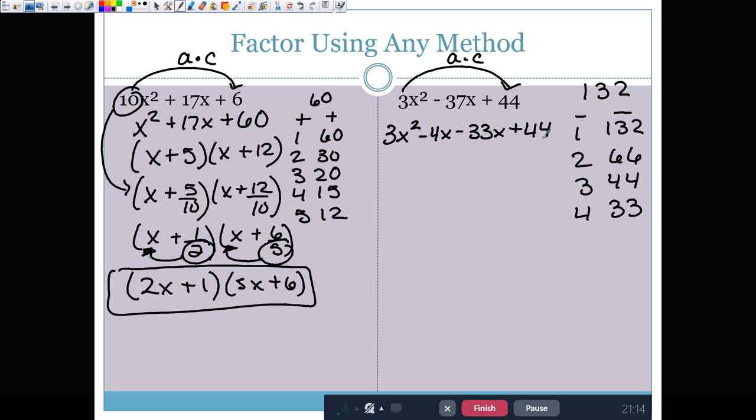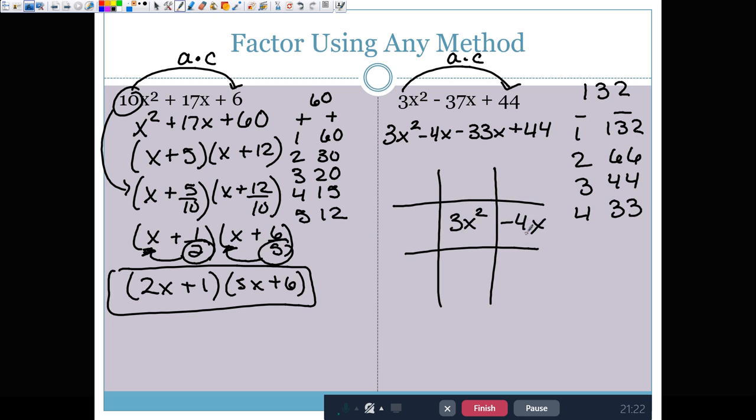Okay, then I'm going to create a tic-tac-toe board and list out each one of my terms. So I have 3x squared, negative 4x, negative 33x, and 44. Okay. Now I need to pull out my factors. So what can I pull out here? 3x. What can I pull out here? 4. How about here? An x. And here?